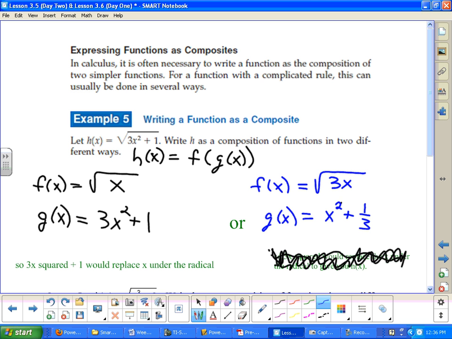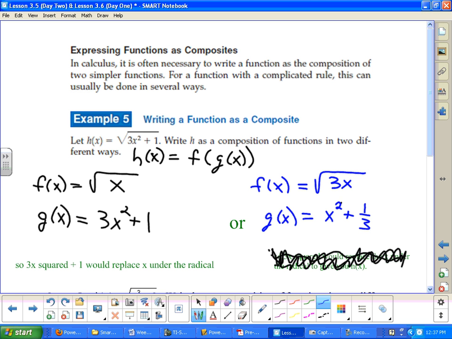Okay. Let's check that out. All right. So if I took this and I put it in here for x, because that's what the composite function is, 3 times x squared would be 3x squared, and 3 times 1/3 is 1. That would work. Okay, good. All right. How about a different one?